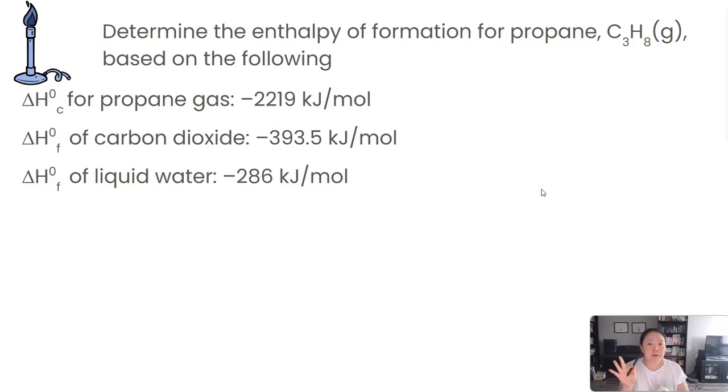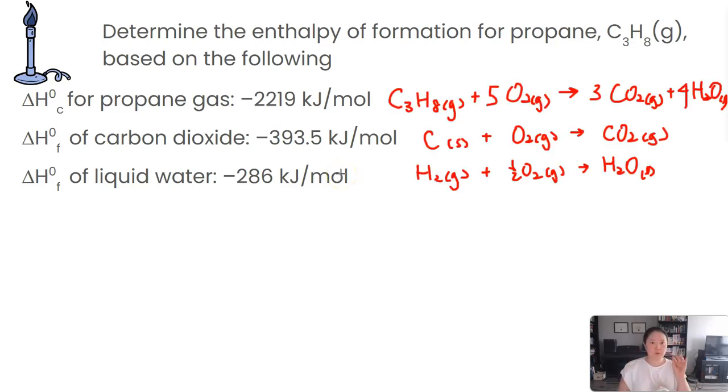So let's take a look at this particular question. We want to find the enthalpy of formation for propane. This is the information that we have. So first off, let's write down what we do have and what we're going to need to find. At this point, all I've done is write out the balanced chemical equations for what each of these definitions are referring to.